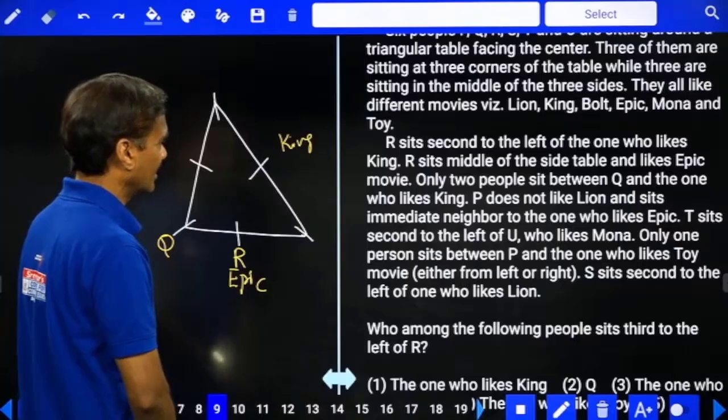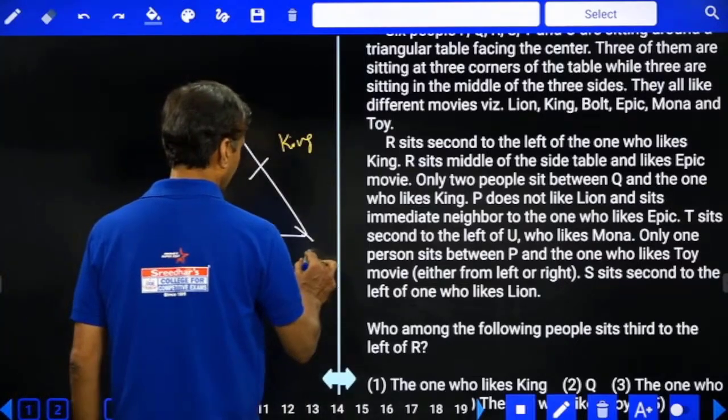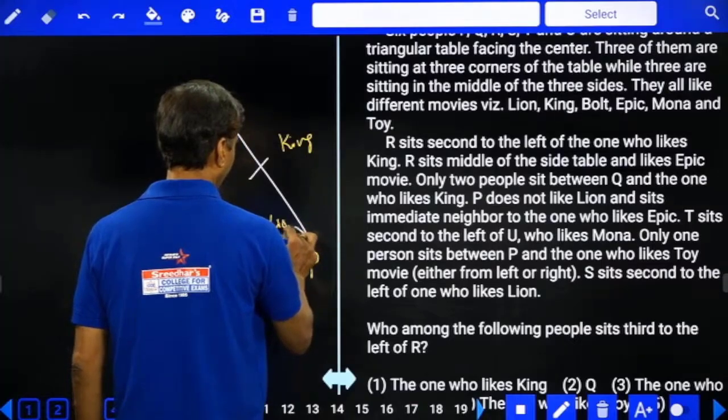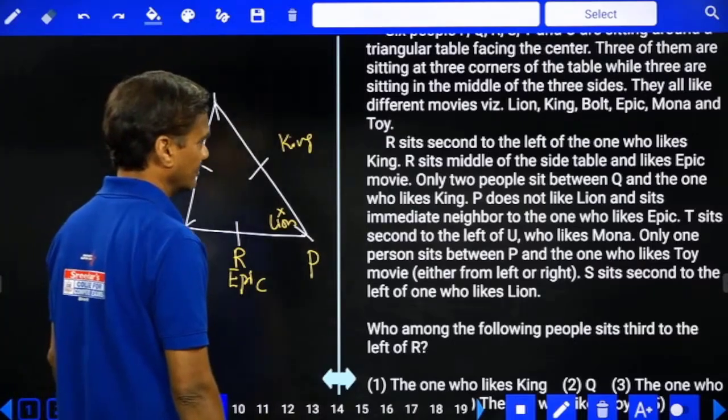P does not like Lion and sits as an immediate neighbor of Epic. Now P does not like Lion and sits as an immediate neighbor, hence Lion cannot be here. Then the immediate neighbor of Epic.